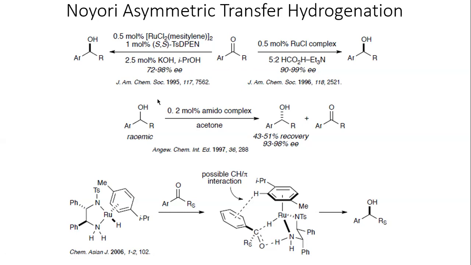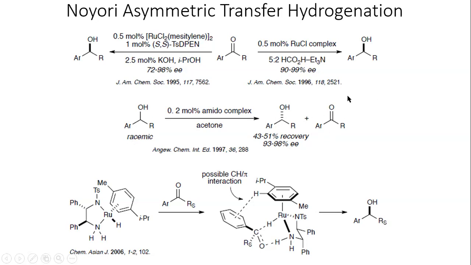And here, again, with this dynamic kinetic resolution, you're actually able to take the racemic version of the alcohol and 0.2 mole percent of this amido complex. This was published in 97 in Angewandte Chemie. Take this racemic version and you're able to recover the alcohol in 98% EE. So this enantiomer, right? If it's racemic, you got both the R and the S mixed in, half and half. But you're able to resolve out this alcohol right here. And then that's in 93 to 98% EE with 43 to 51% recovery.